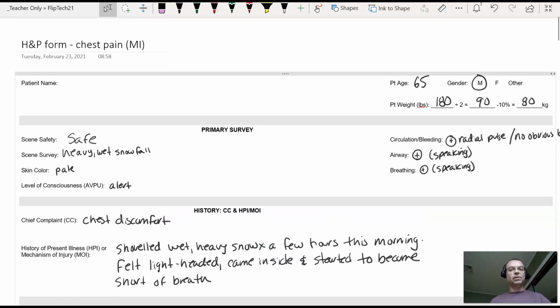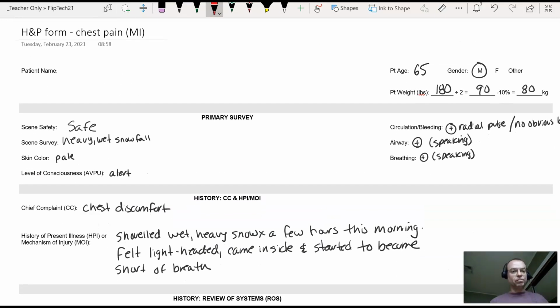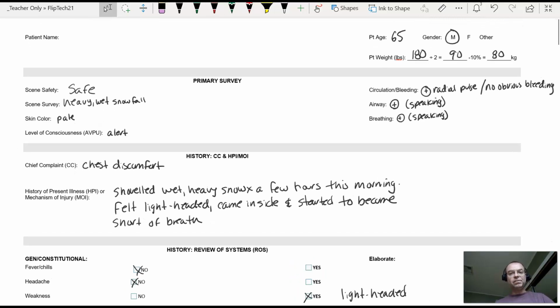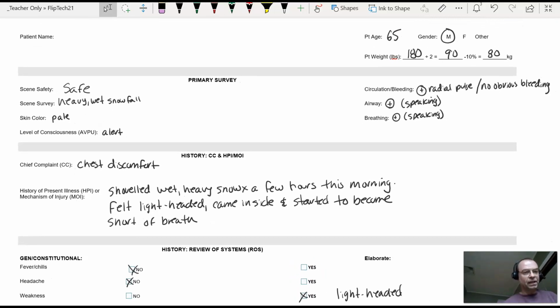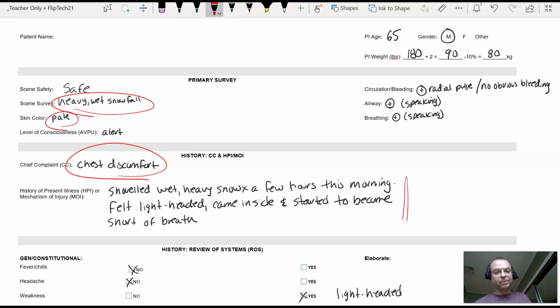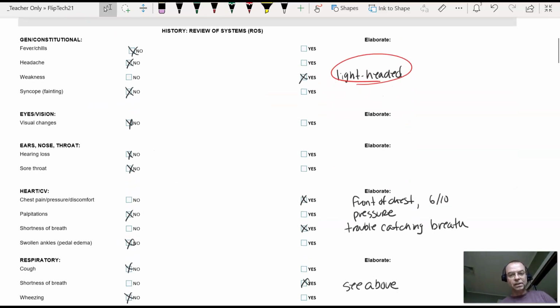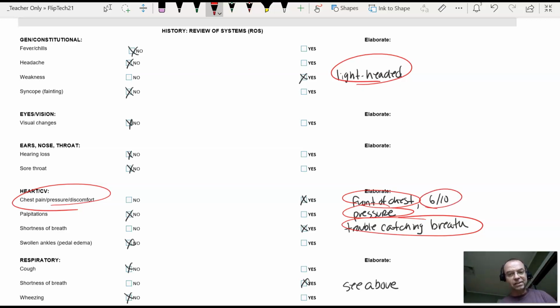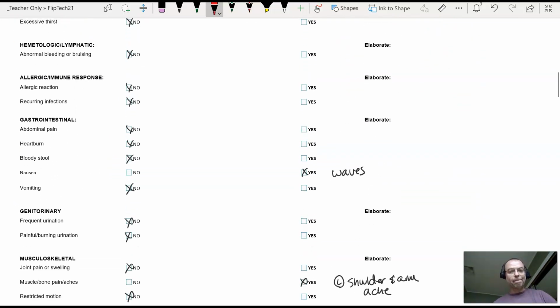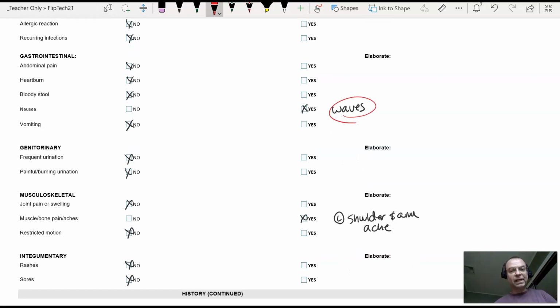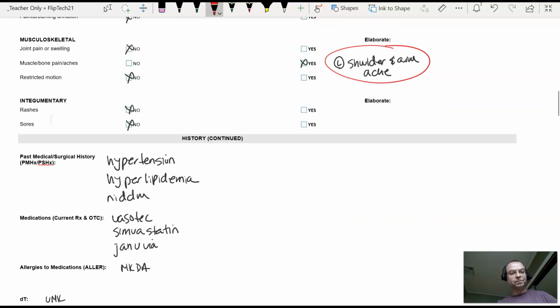Let's go to the very top here, and we're going to go with red. Okay, so things that really stick out here. Okay, he's pale, so here's some clues. Heavy, wet snowfall, chest discomfort. Anything in history of present illness is important. Okay, lightheadedness is important. Chest pain or discomfort in the front of the chest, describes it as pressure, trouble catching breath. 6 out of 10 pressure. Nausea coming and going in waves, left shoulder and arm ache.